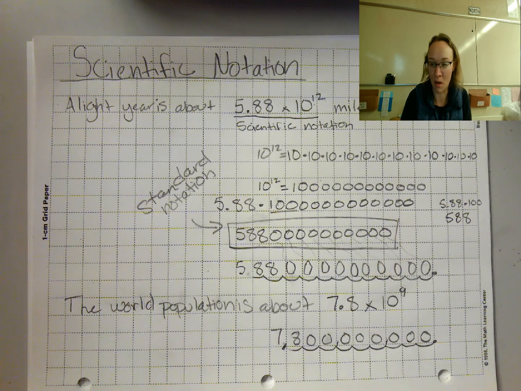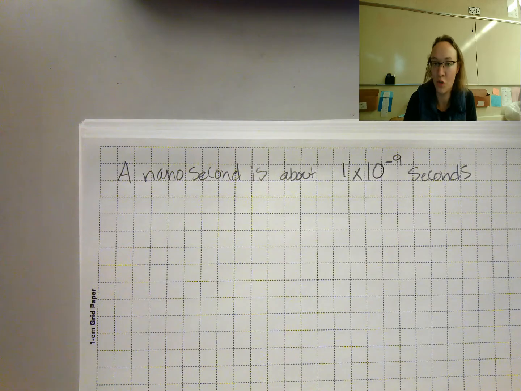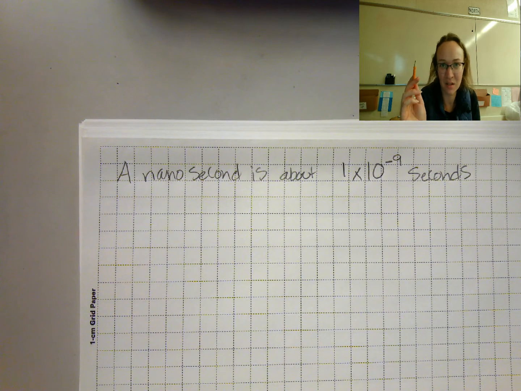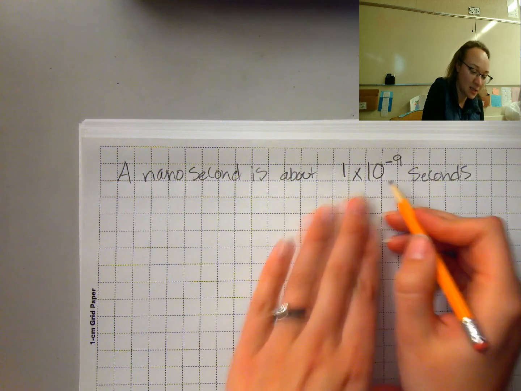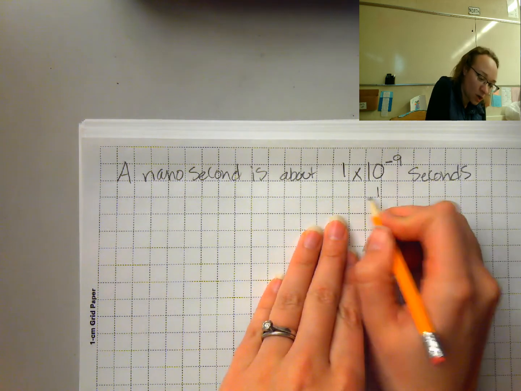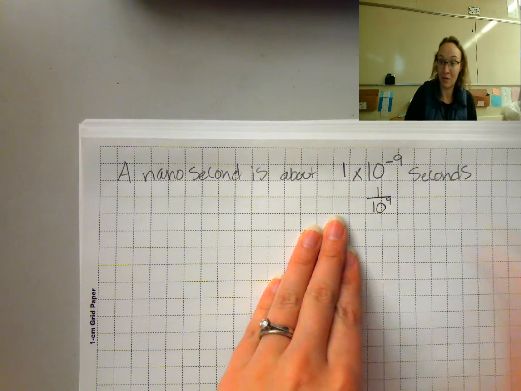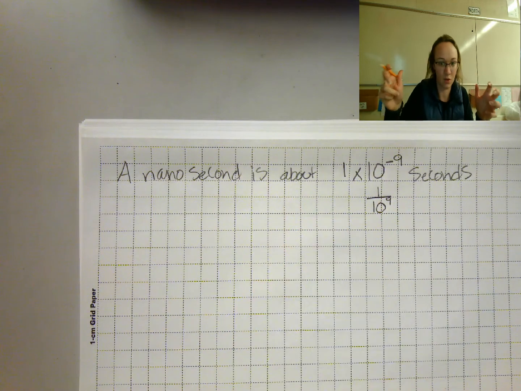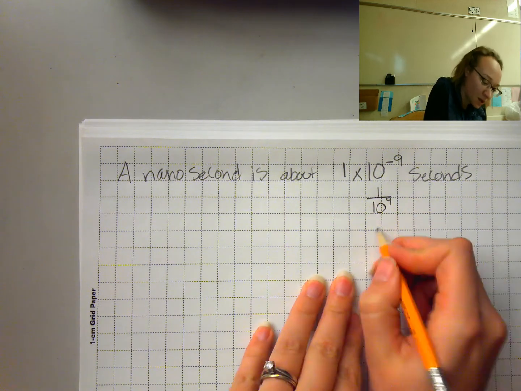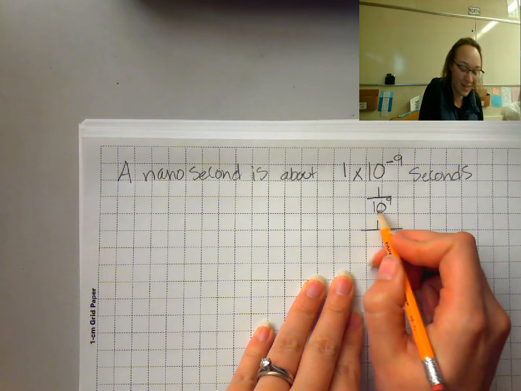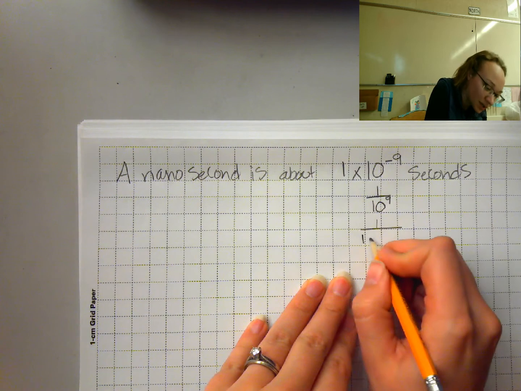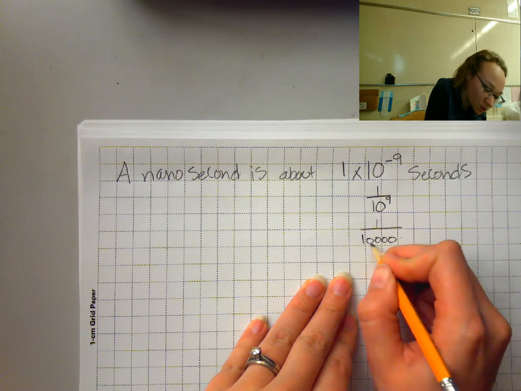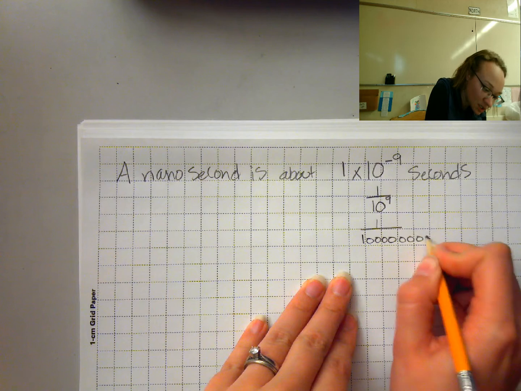Now what about small numbers? Another true fact: a nanosecond is about 1 times 10 to the negative 9 seconds. Why negative? Well, think about what we know about negative exponents. 10 to the negative 9 is the same as 1 over 10 to the 9th. Hopefully I've drilled that through your brain really good by now. I know 10 to the 9th is a billion because we just did it on the last one. So we're going to have 1, and then our 9 zeros: 1, 2, 3, 4, 5, 6, 7, 8, 9.